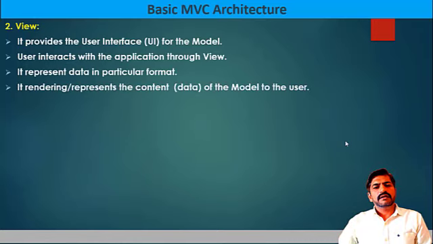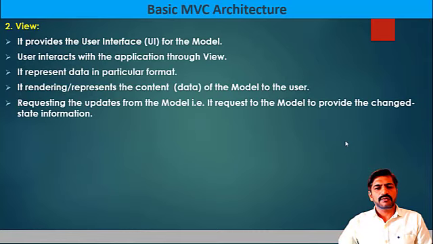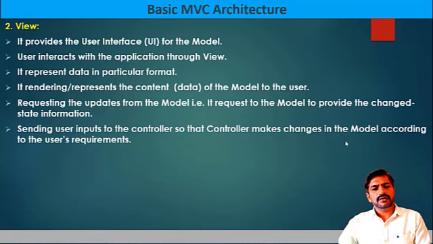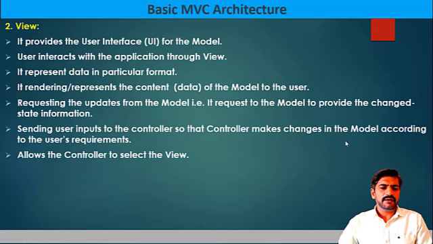It renders the content, that is the data of the model, to the user in different formats. It requests updates from the model. It requests the model to provide the changed state information. It also sends user inputs to the controller so that the controller makes changes in the model according to the user requirements. It allows the controller to select the views. So there can be different views. The controller selects the view depending upon the user request, and it displays the data through that view.